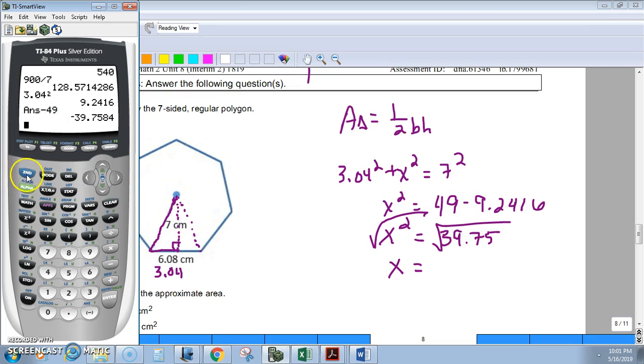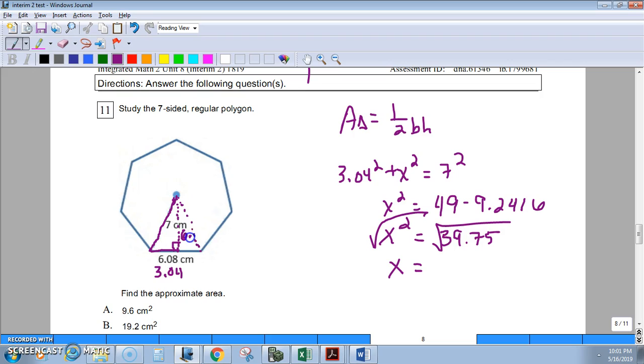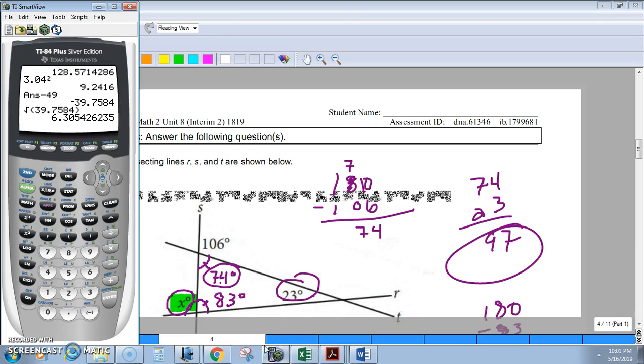So we want to take the square root of 39.7584 and we get 6.3 approximately, let's just say that, because all of our answers seem to be to the 10th. So the area of the triangle is 1/2 of 6.08, which actually we already found, right? Of the base, so 3.04 times the height, which is 6.3.